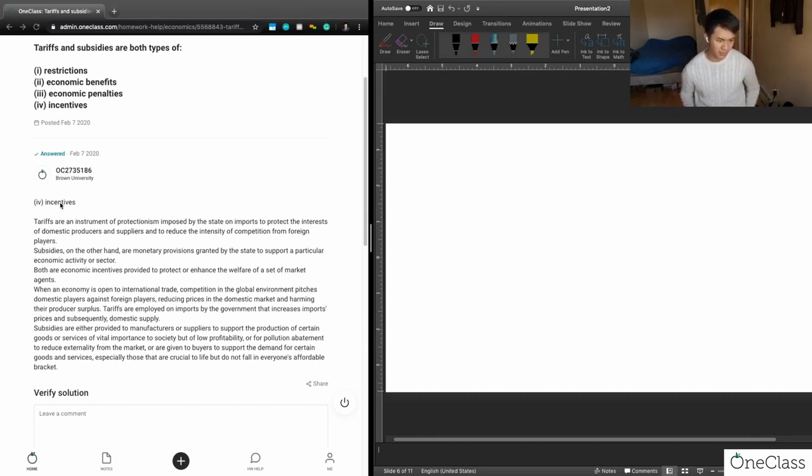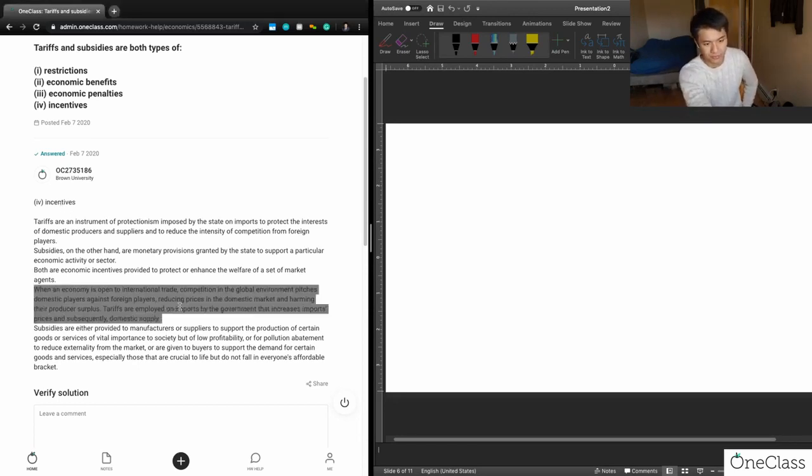So subsidies are either provided to manufacturers or suppliers to support the production of certain goods or services of vital importance to society but of low profitability, or for pollution abatement to reduce externality from the market, or are given to buyers to support the demand for certain goods and services, especially those that are crucial to life but do not fall in everyone's affordable bracket. I think there's a variety of reasons in which you would implement a subsidy. Tariffs are pretty one-sided, like you would be doing it to protect producers in the domestic economy, and again, maybe also protect national security interests in certain areas, or maybe punish other countries.